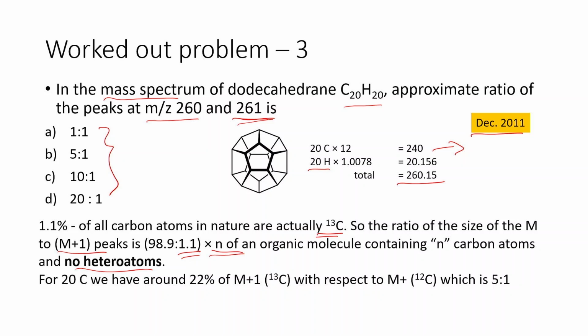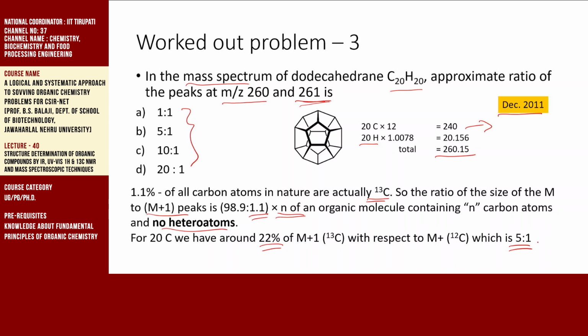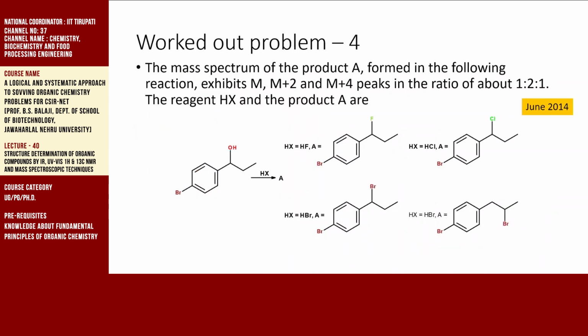And when we substitute the value of N as 20, we are going to get a value which is equivalent to 22%, that is, the compound is going to have the 261 peak at 22%. So 100 is to 22%, if we calculate, that is coming to be around 5:1 value. So that is the reason we can exactly say the ratio between the M 260 and M 261 peaks is going to be 5:1. Let us move on to the next problem.